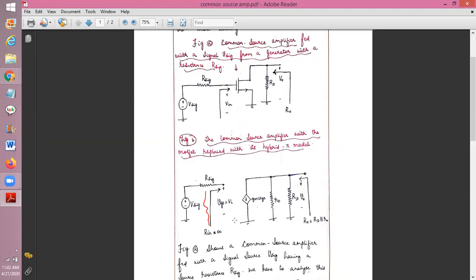So why have I shown it as an open circuit? Here actually there will be the gate resistance RG. The resistance between the gate and source is RG. This I have shown as an open circuit. Why? Nidhi, why have I shown an open circuit here?